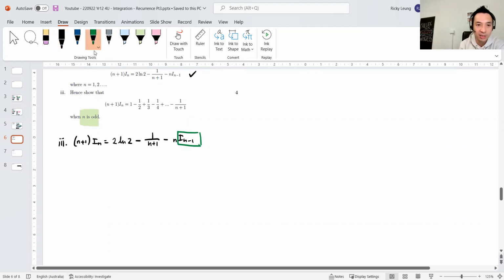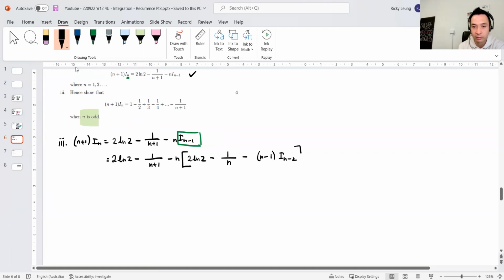So I'm going to sub in n minus 1 now into this recurrence statement, right? So let's see where that takes me. 2ln2 minus n plus 1 minus n, and then times, when I sub n minus 1 in, I've got 2ln2 minus 1 on, now, that's n minus 1, right? n minus 1 plus 1, that's just n. And then minus n minus 1, I_(n-2).